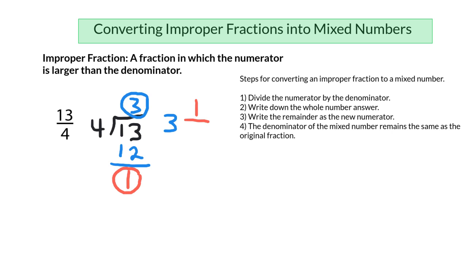Finally, you can go to the last step, step 4, and it says the denominator of the mixed number remains the same as the original fraction. If we go back to our original improper fraction, 4 was the original denominator, so 4 remains the denominator for our new mixed number.